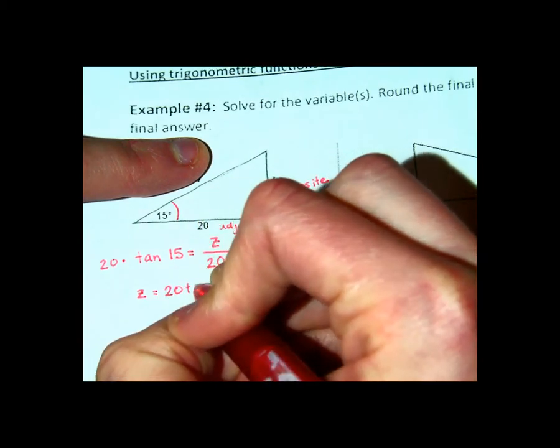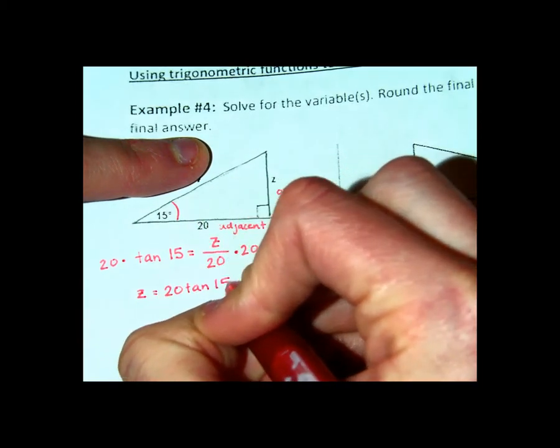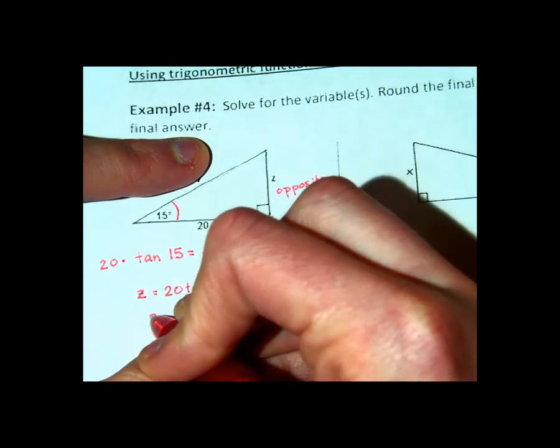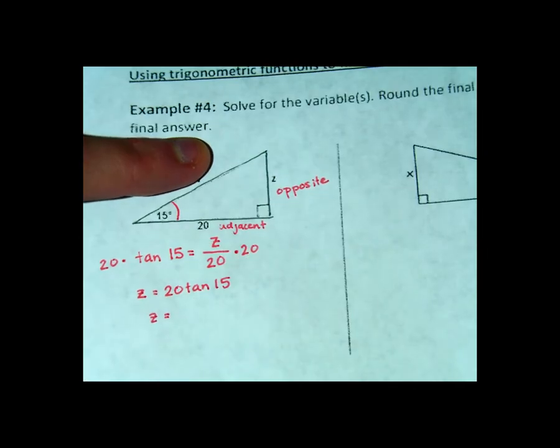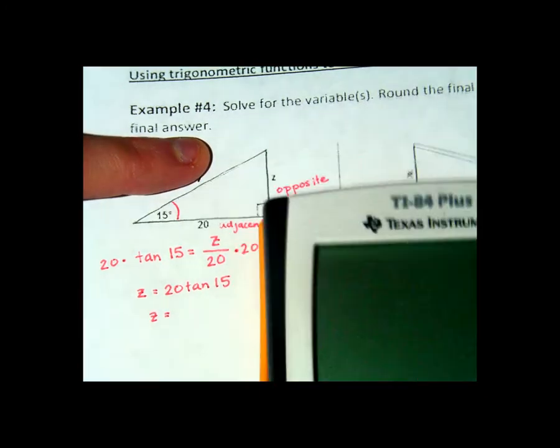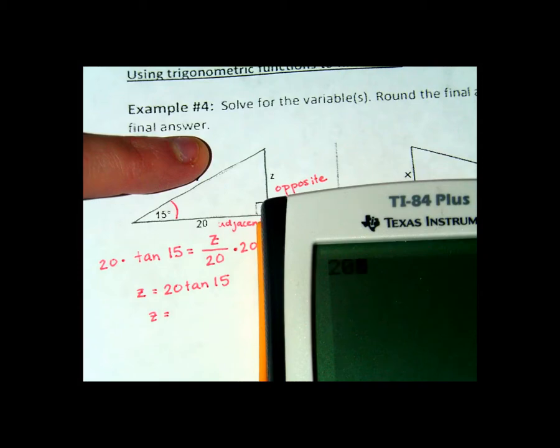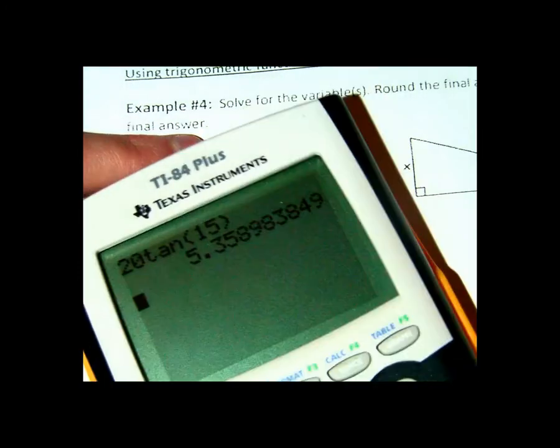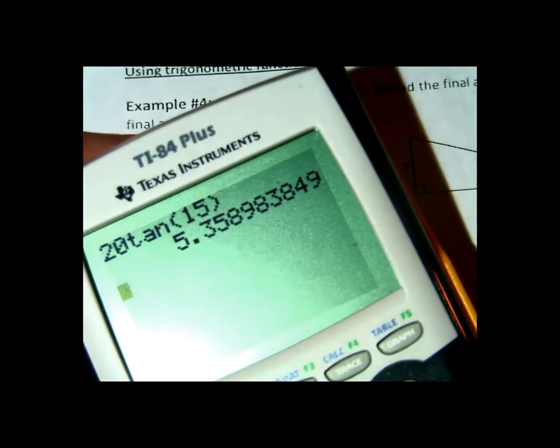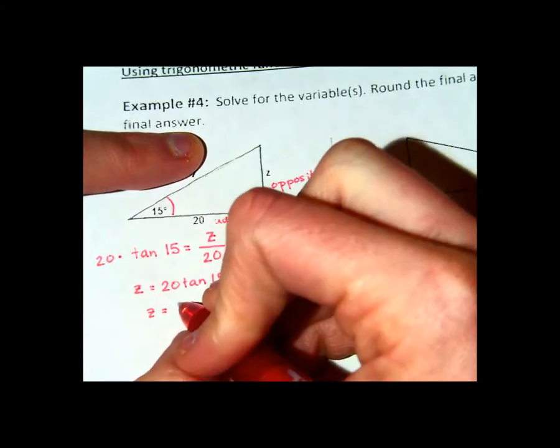20 tangent of 15. I need you now to plug that in and get an answer. Just do 20 times tangent of 15. 5.4. Yeah, round up. 5.4.